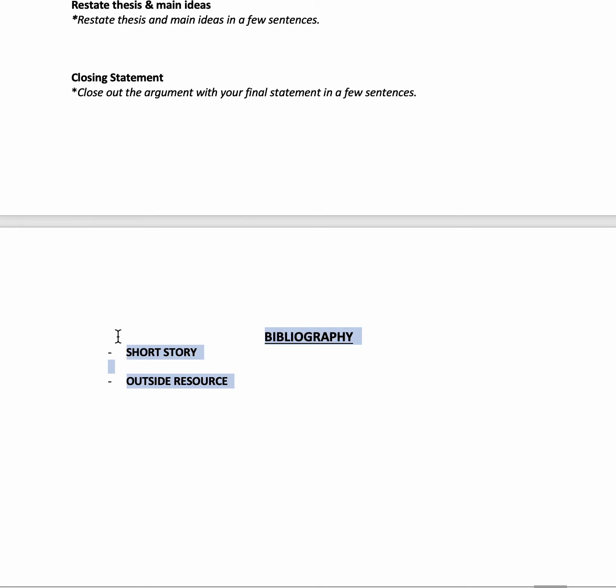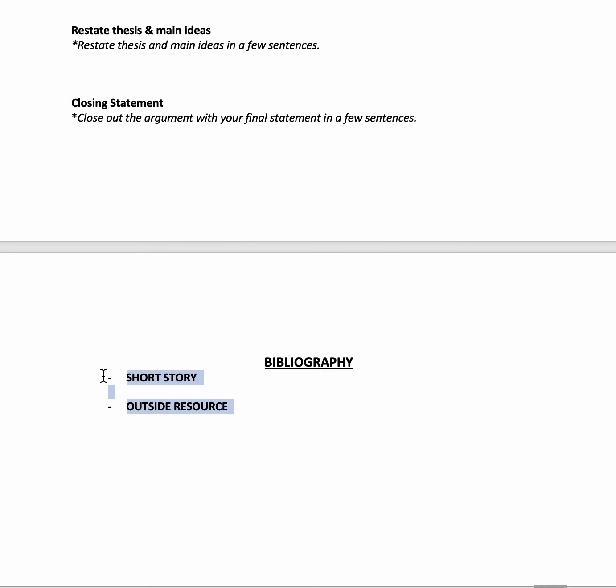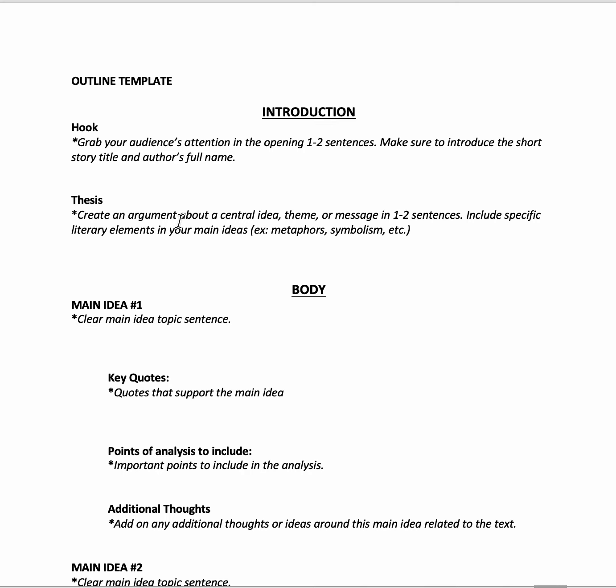Your bibliography in this one should include both the short story that you're analyzing and the outside resources that you might be including. So make sure that you include those correctly. There is, again, that MLA resources guide in week 1 if you're not sure how to cite these different types of resources. But that should give you a quick overview of how to create this outline, and go ahead and move on.